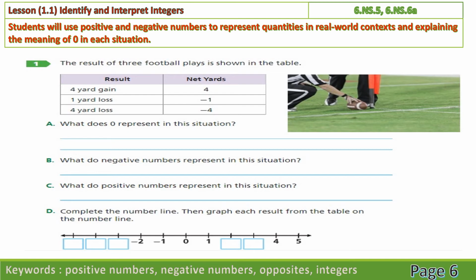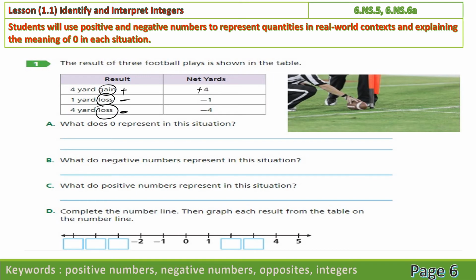Let's try to do these questions, right? 4 yards gain. Gain means what? Plus. And we can write it as plus 4. 1 yard loss. Loss means minus and then 1. 4 yards loss. Loss means minus and then 4.